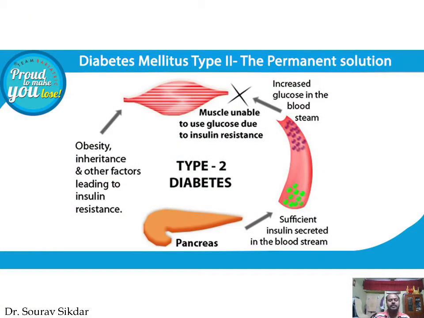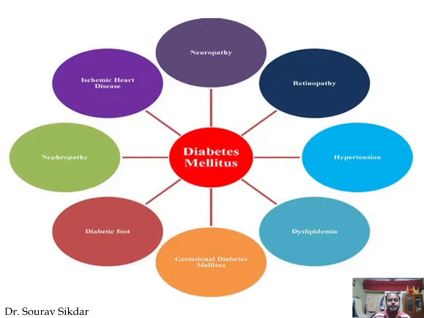And this is another flowchart which gives more detailed idea about type 2 diabetes occurrence. That means the pancreas is there. If insufficient insulin secretion is there within the bloodstream, there will be increased glucose in the bloodstream, and the muscle is unable to take up the glucose due to insulin resistance. So there will be obesity, inheritance, pattern of traits, and other factors leading to insulin resistance. So this is another factor of that.